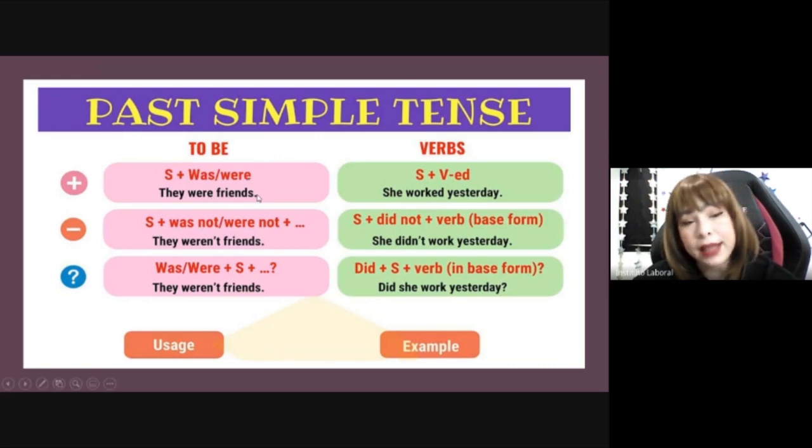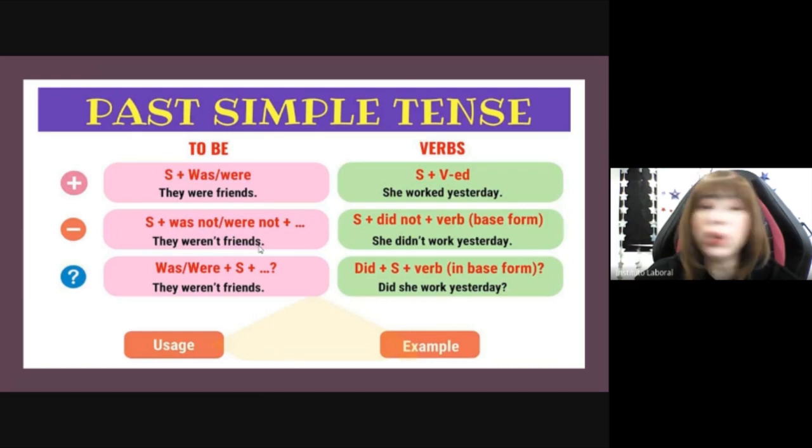Now, in the negative form, we add the word not. Subject plus was not, plus complement, or subject plus were not, depending on the subject. Example, they weren't friends. When we want to make questions in the simple past tense with the verb to be, we don't need an auxiliary verb because the verb to be is very special. Verb to be is an auxiliary itself.